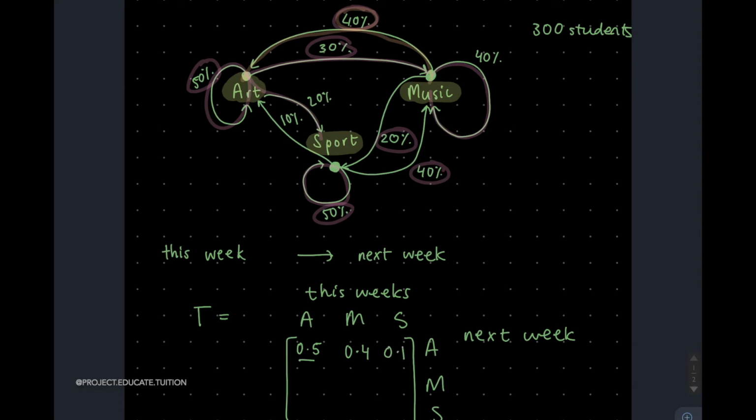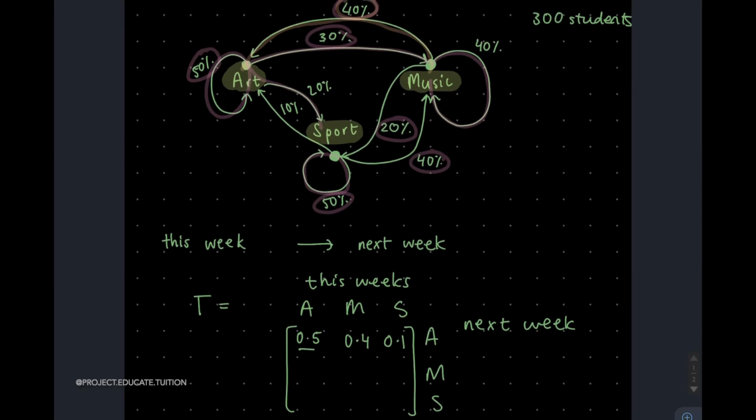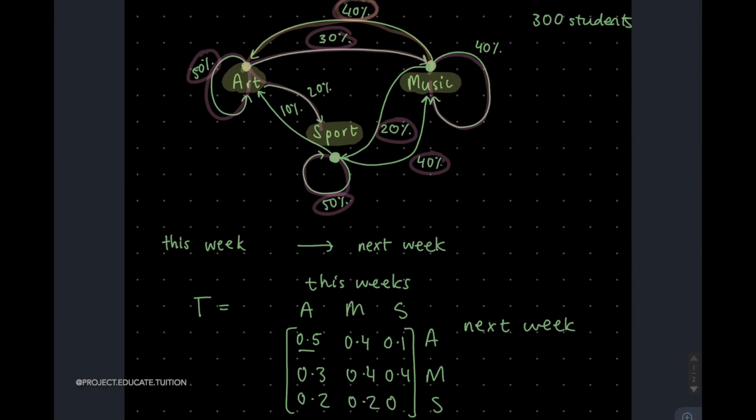All right, now let's go through and fill out the others. Art to music, that's 30%, so 0.3. Music to music is 0.4 again. Sport to music is 0.4 again. That's nice. Now art to sport, that's 0.2. Music to sport is 0.2. And sport to sport is 0.5.